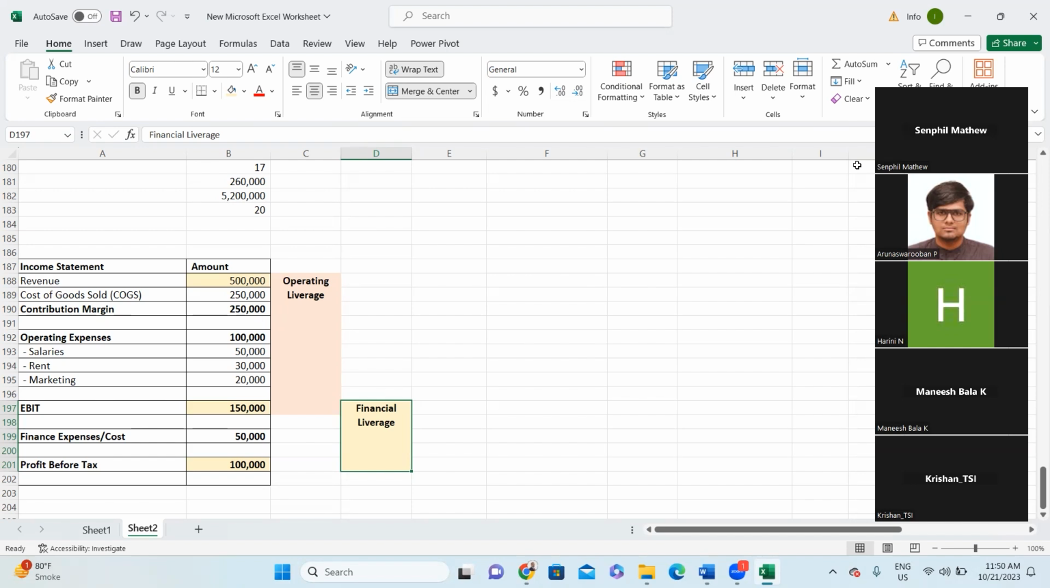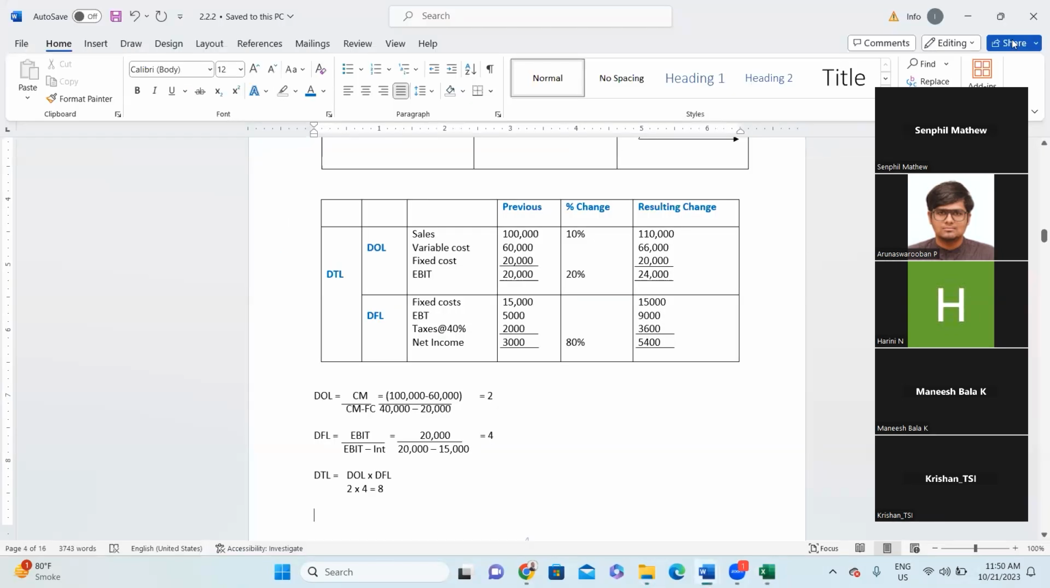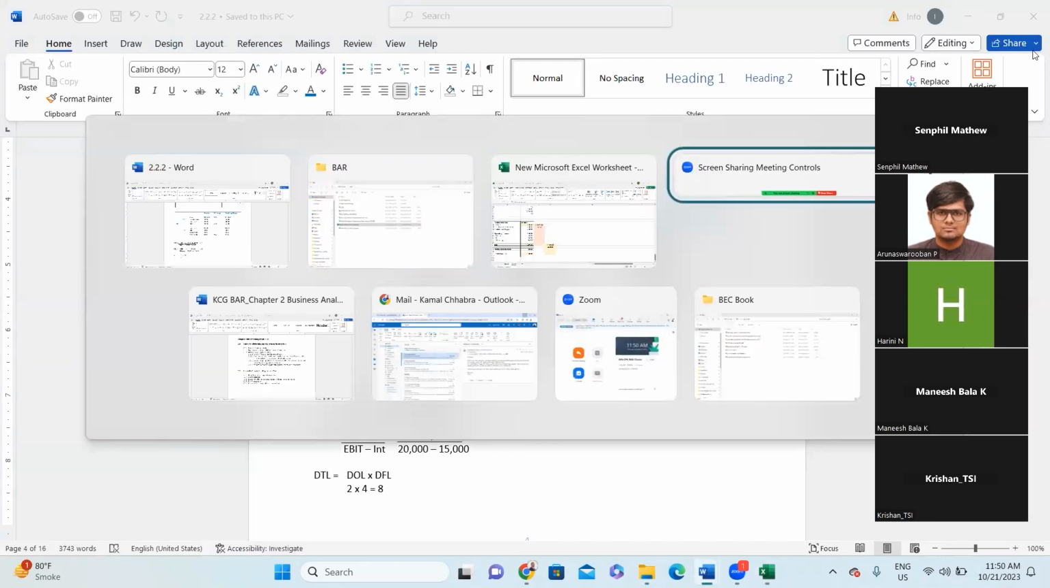We'll come back to this example with some more illustration, as well as some formulas and practice questions. But as of now, just to understand: the things impacting from revenue to earning before interest and tax are called operating leverage, and the things impacting from earning before interest and tax to profit before tax, majorly on account of financial cost, are called financial leverage, right? We'll be coming back to it for more detail, but as of now we are just doing a high level understanding.